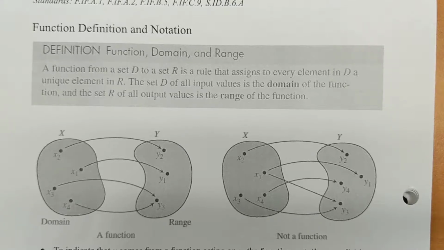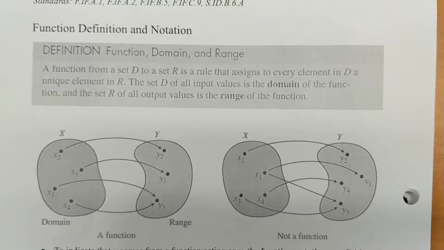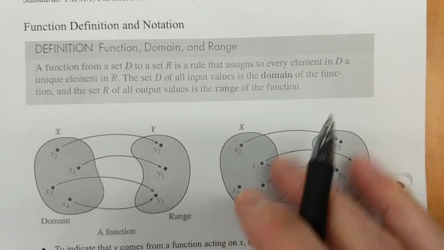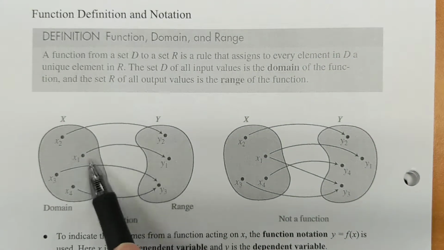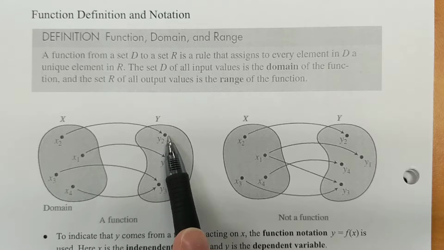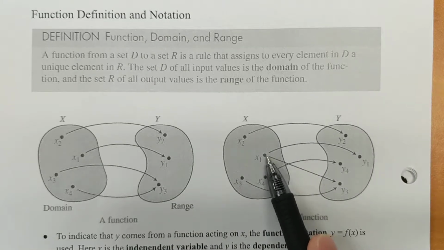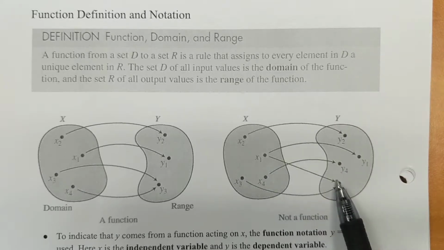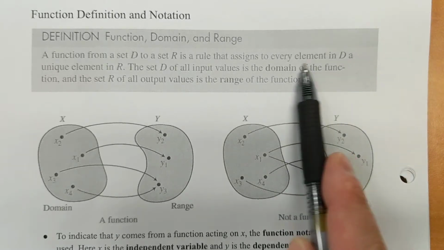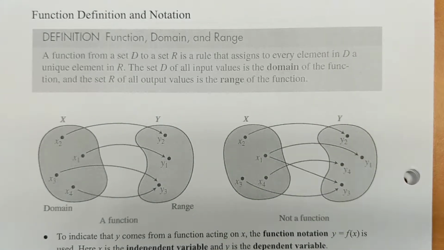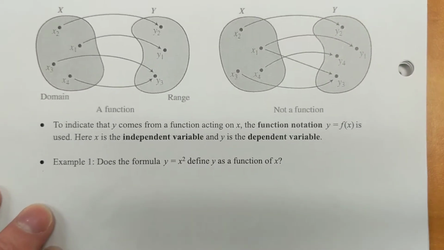The set D of all input values is called the domain, typically your x's of the function, and the set R of all output values is the range, or the y values of the function. If you look at these two images, this one describes a function. Each x value is mapped to one y value. Over here, this one's not a function because x1 here is mapped to more than one y value. So every element maps to a unique element in R, meaning each x value can only be paired with one y value.